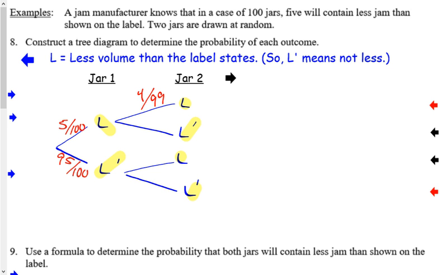As I look underneath at the next line, suppose my first jar had less jam. What's the probability my second jar has as much or more jam? Well, there's still 95 jars that have as much or more out of the 99 that are left over, because again, this first jar is already pulled out. I'll have you fill in the next two.